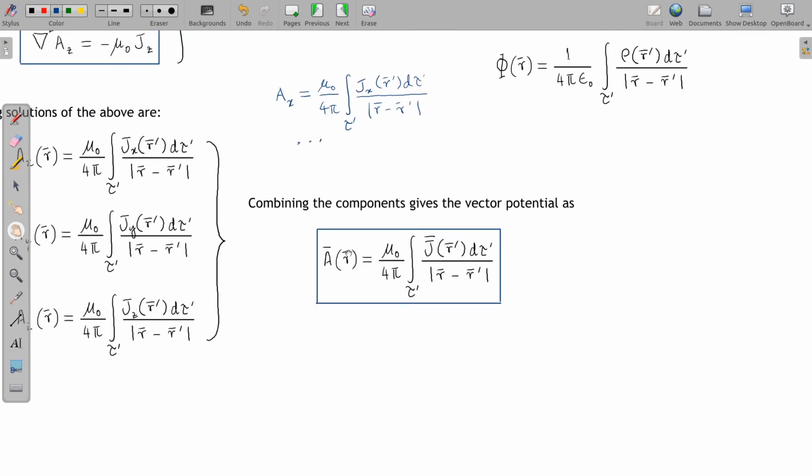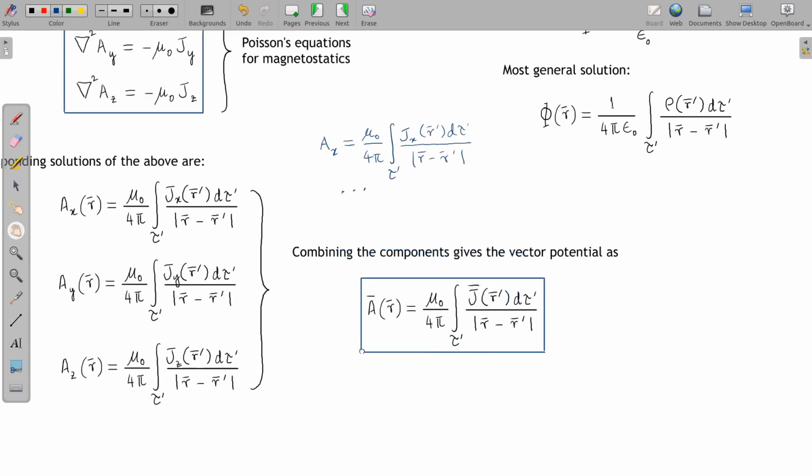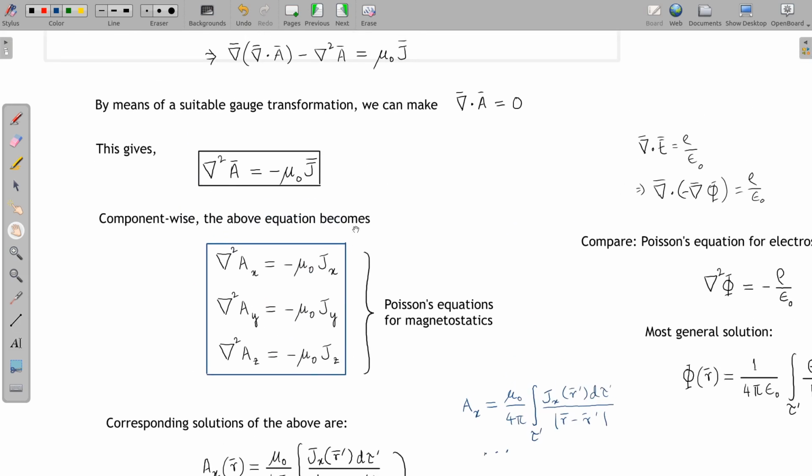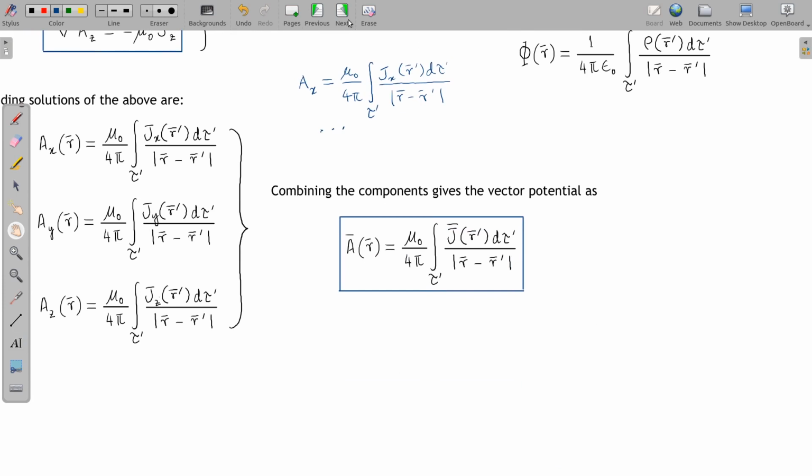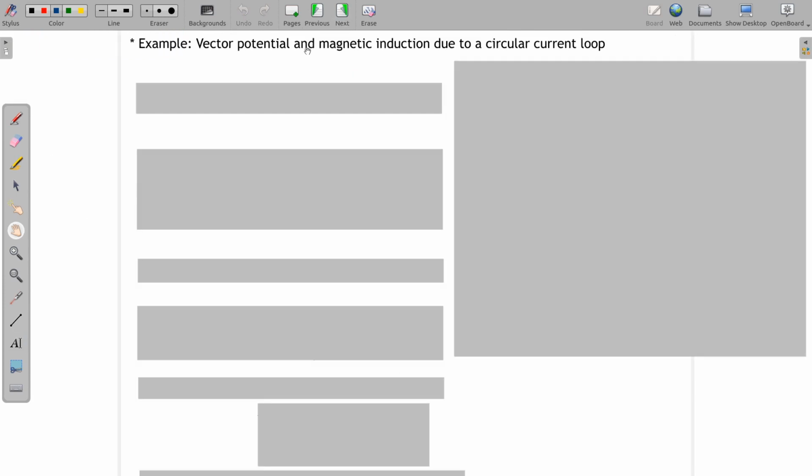That means physically that the magnetic vector potential does not diverge out from a point. It could circulate from some point, but it will definitely not diverge out. Okay, so with that assumption, we get this as a general solution. Now let's look at a problem.